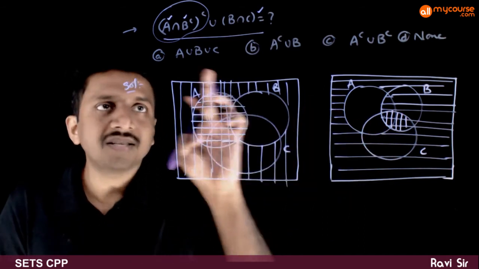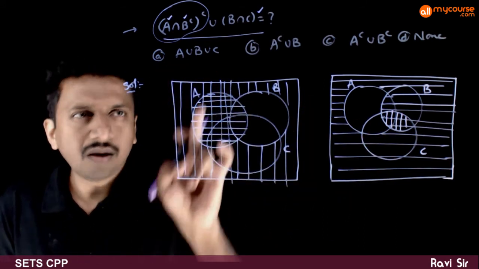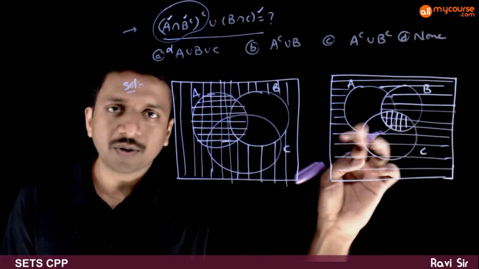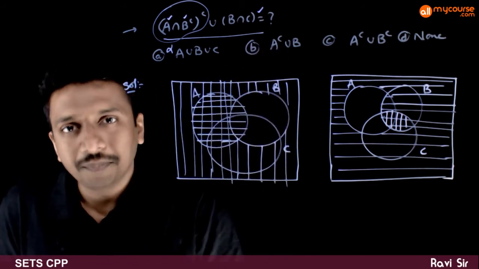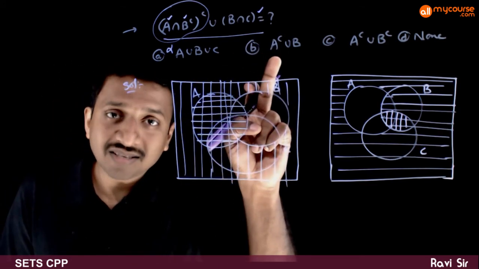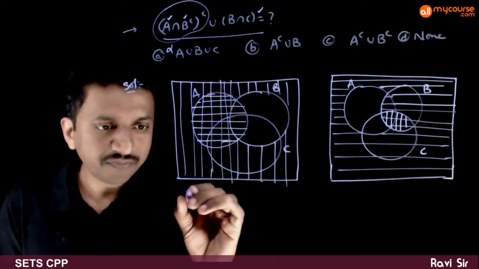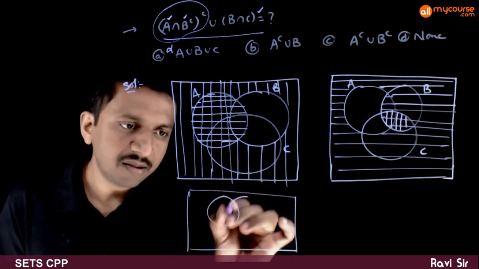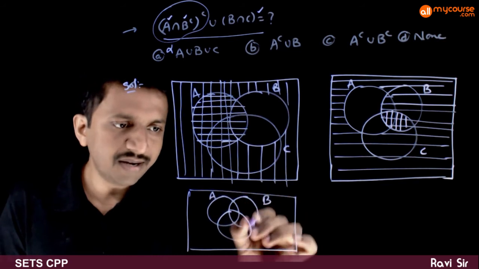So now what is this equivalent to? So is this equivalent to A union B union C? Obviously no, because A union B union C is all the region corresponding to A, B and C. And second, A complement union B. So does this work? So let us try to draw the Venn diagram corresponding to this also. So let me draw a small Venn diagram. A, B and C.